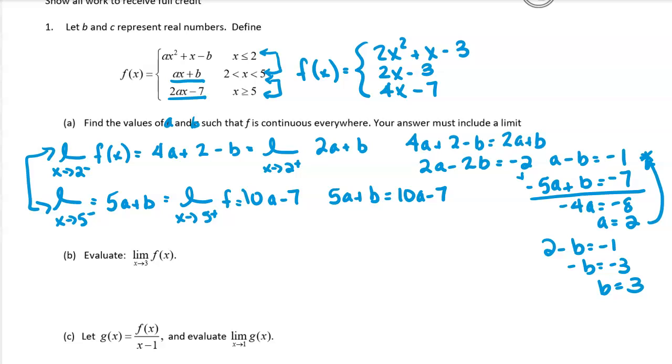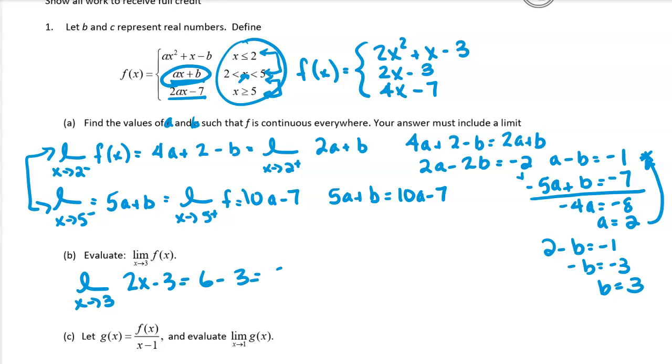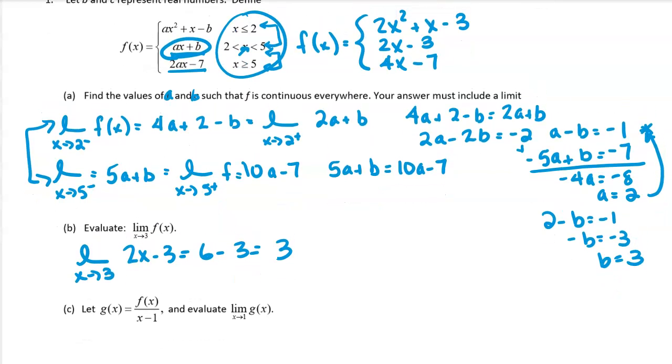Well, where am I up here at 3? Well, I'm somewhere between 2 and 5, so I'm going to use my 2x minus 3. So the limit as x approaches 3 of 2x minus 3 is 6 minus 3, which is 3. Easy enough. The next one's a little bit trickier.